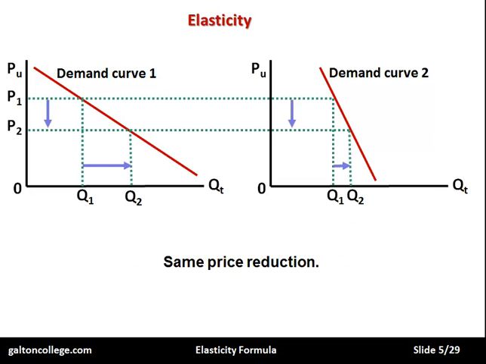So if the price drops by the same amount, let's say from P1 to P2, you can see the demand curve on the left. The quantity demanded increases from Q1 to Q2, and that's greater than on the demand curve 2 on the right hand side. The quantity demanded is less, Q1, Q2. It's smaller than the quantity on the left hand side. So it does look like the demand curve on the left is more sensitive.